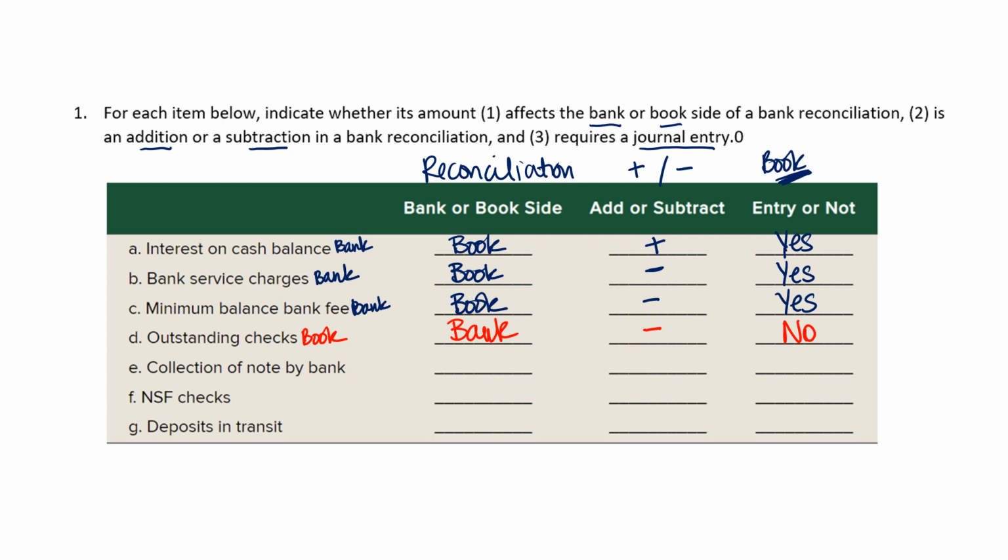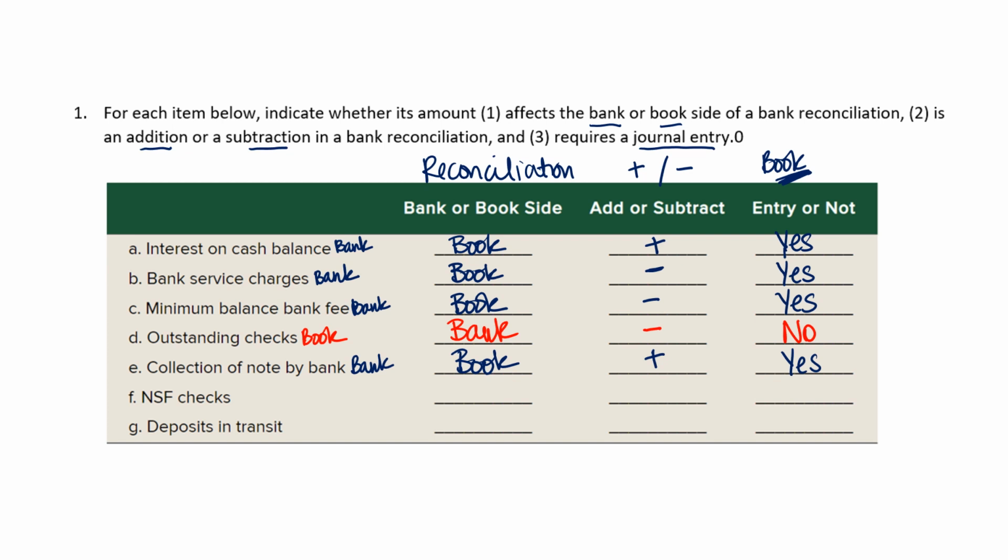E, collection of note by bank. Who already knows about it? The bank. Where does the adjustment take place? On the book side of the reconciliation. Collection of a note means that your balance is increasing. So that's going to be an addition. And yes, there will be a journal entry because you're adjusting the book side.